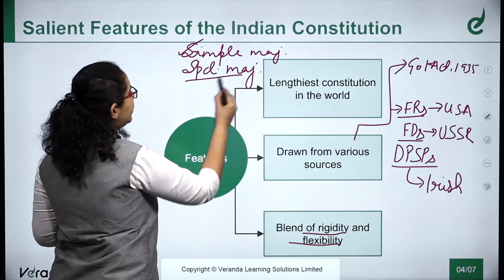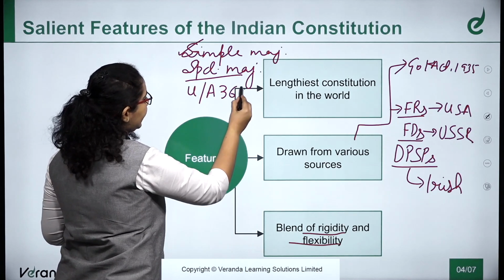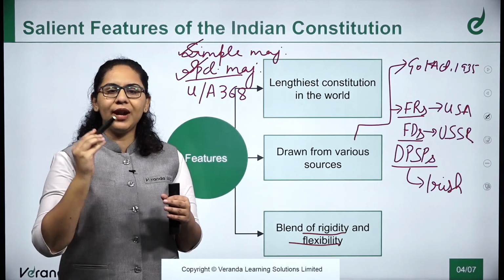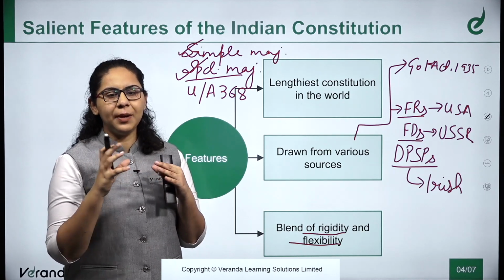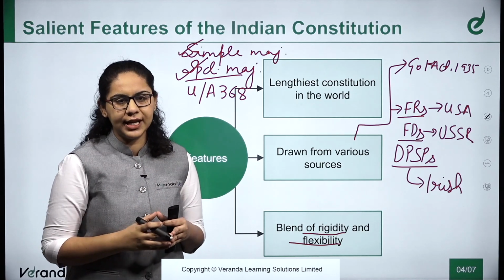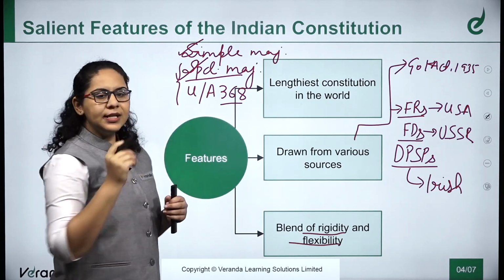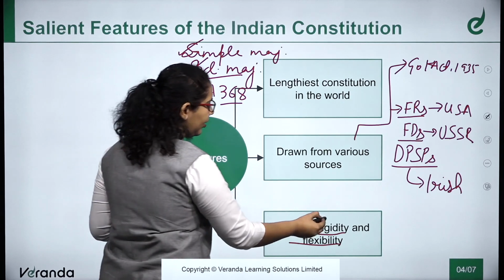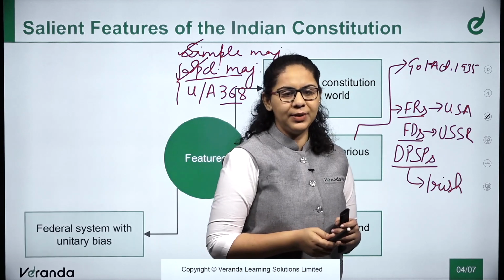Another, under Article 368, we have special majority, two types of special majority. One is special majority and second is special majority with ratification of states. Wherever any federal provision is being amended, we need ratification from the states. So under Article 368, we have some unique procedure to amend the Indian constitution, and that makes it rigid. That is why we call it a blend of rigidity and flexibility.